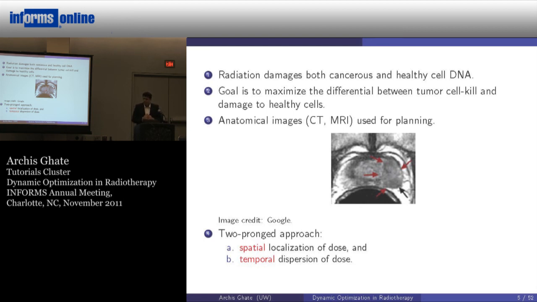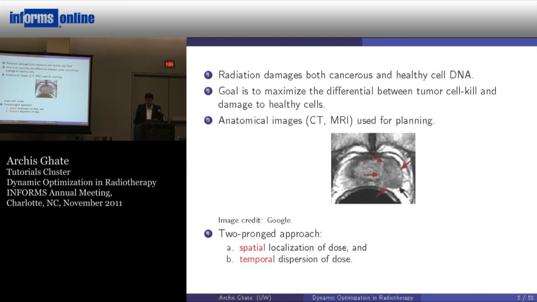Okay. So on this two-pronged approach, in the first, bullet A, spatial localization, the idea is that you give more radiation to the cancerous tumor as compared to the healthy cells. Okay, so you somehow manage that. So you design your treatment such that the dose, which in this context means energy per unit mass, and the unit for that is gray, is localized, or it conforms to the shape of the tumor. Okay, so that's the high-level idea.